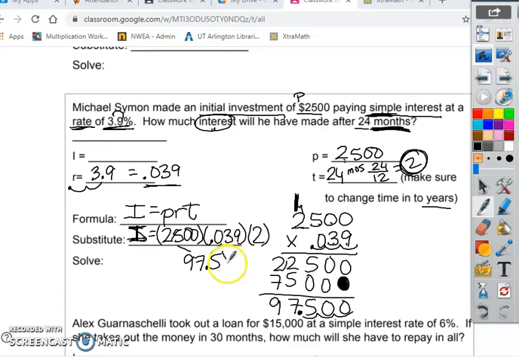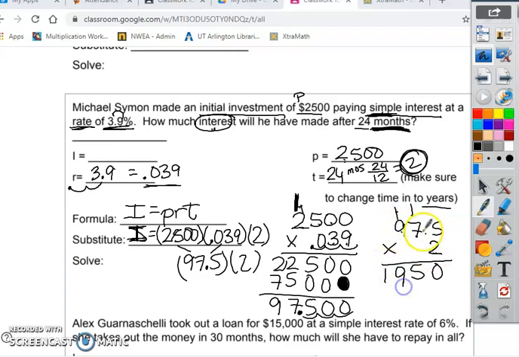So now we have to multiply by 2. $10, carry the 1. 14 plus 1, 15, carry the 1. 18, 19. Move the decimal 1. And we get $195. So that is the interest.